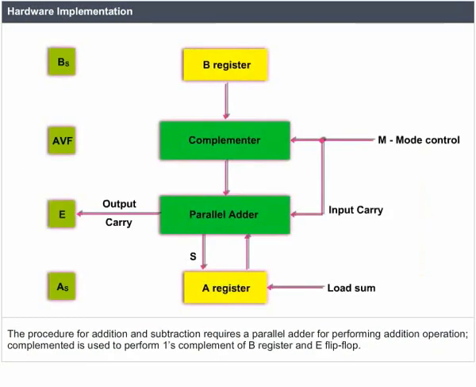Hardware implementation. The procedure for addition and subtraction requires a parallel adder for performing the addition operation. Complementer is used to perform 1's complement of the B register and E flip-flop.